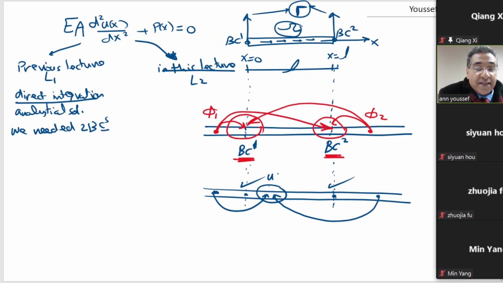So it is u at this point, if I call it point y. So it takes the effect of this source and the effect of this source. Why do we call it an integral equation, and it is a summation?